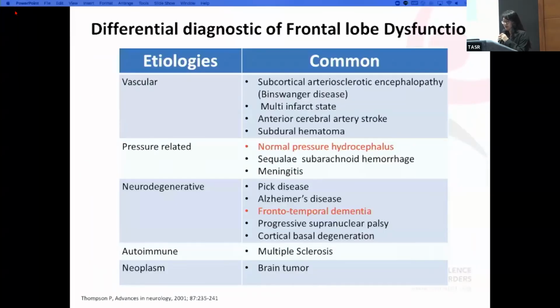This is a common differential diagnosis of frontal lobe dysfunction categorized by different etiologies such as vascular, pressure-related, neurodegenerative, autoimmune, and neoplasm. The most common and most studied are normal pressure hydrocephalus and frontotemporal dementia.